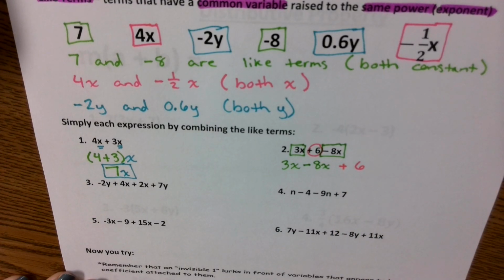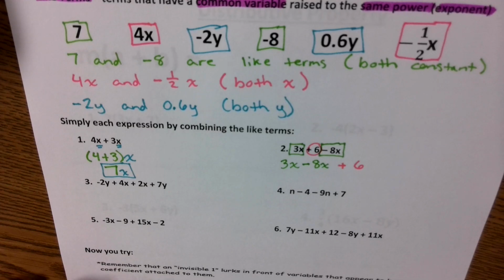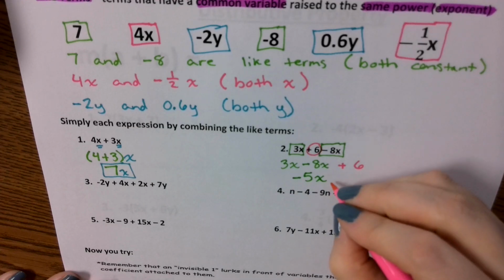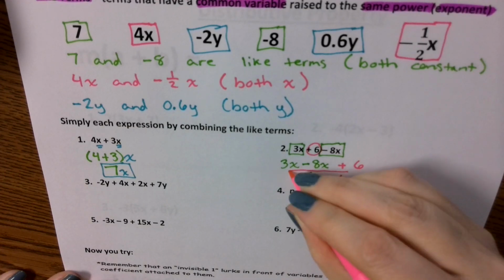So what's 3x minus 8x? Negative 5x. Don't forget your variable. Negative 5x. And then plus 6. That would be our final answer.